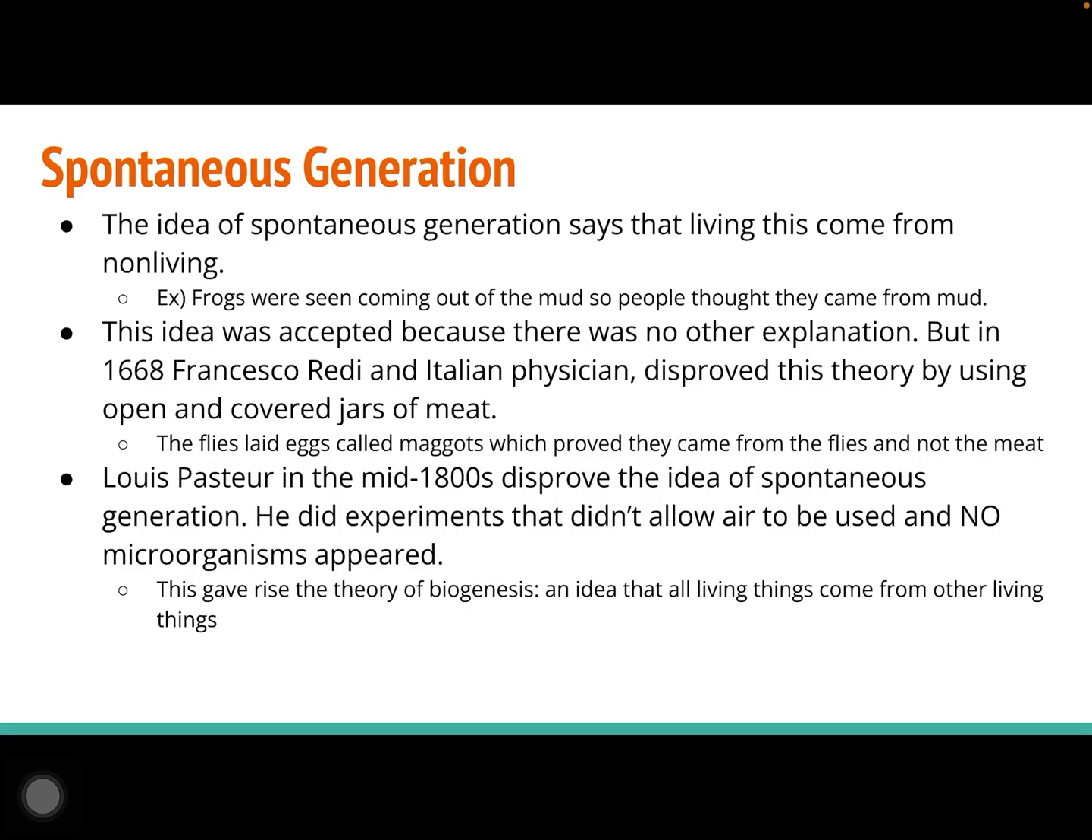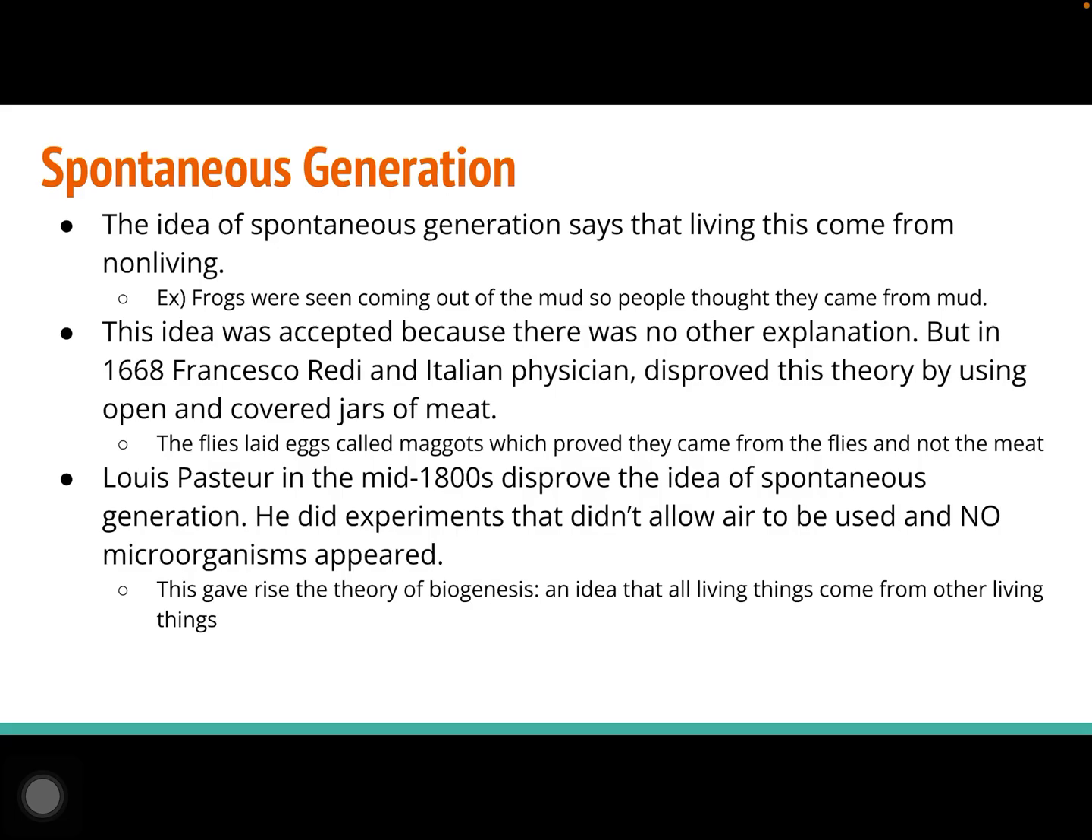And we also talked about often at the beginning, we had this idea of spontaneous generation. The idea of spontaneous generation says that the living comes from the non-living. An example: frogs seen coming out of the mud, so people thought they came from mud. They believed that things just kind of poofed out of thin air and just showed up. A frog came out of the mud, so that means frogs come from mud. And we're like, okay, that makes sense, because we didn't know at the time.